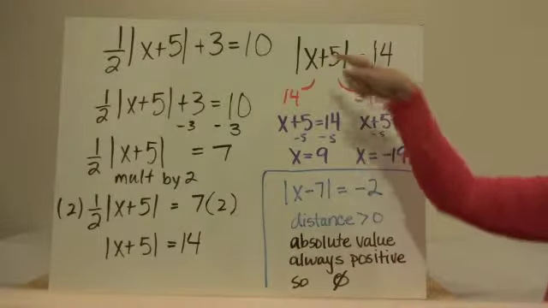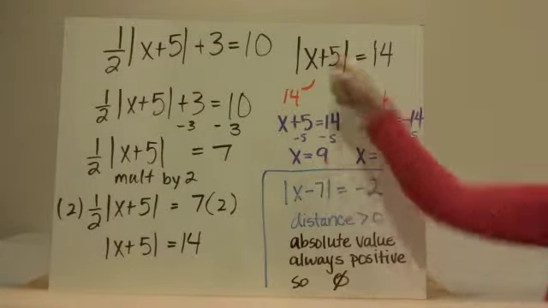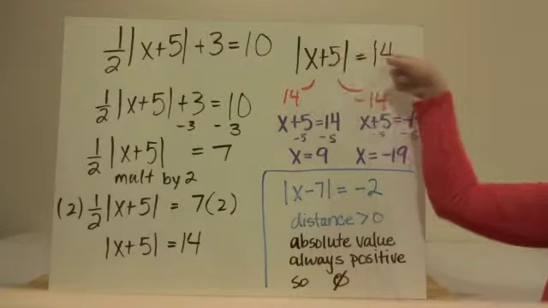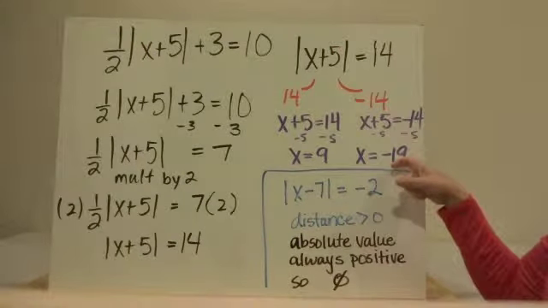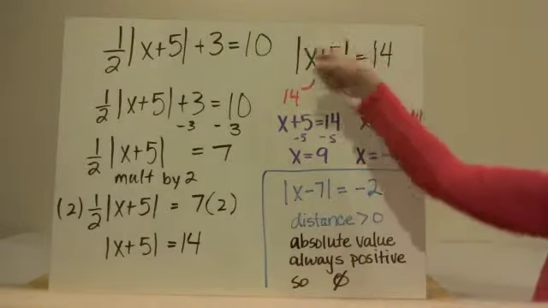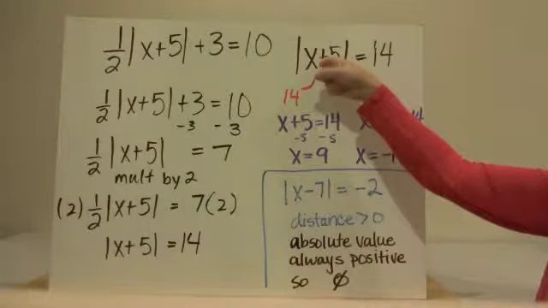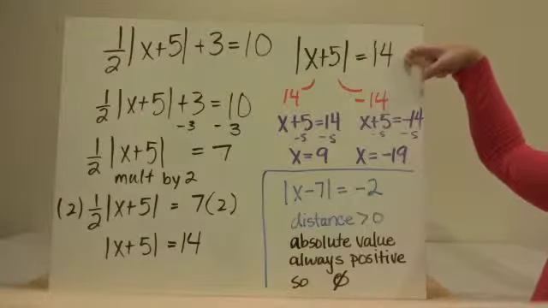I'm just going to do a quick eyeball check in here. If I put in a 9 there, I get a positive 14, and that's equal to 14. And if I put in a negative 19, I get a negative 14. The absolute value of negative 14 is 14.